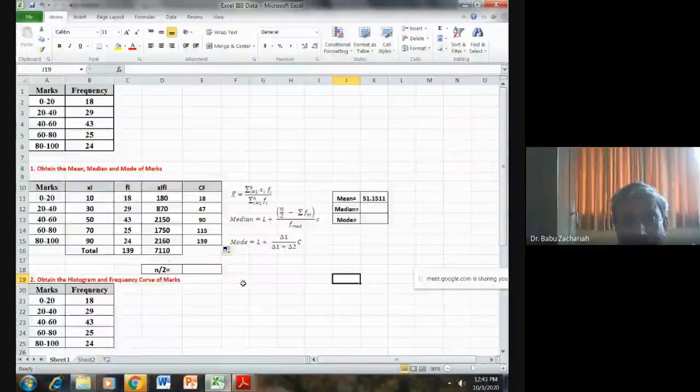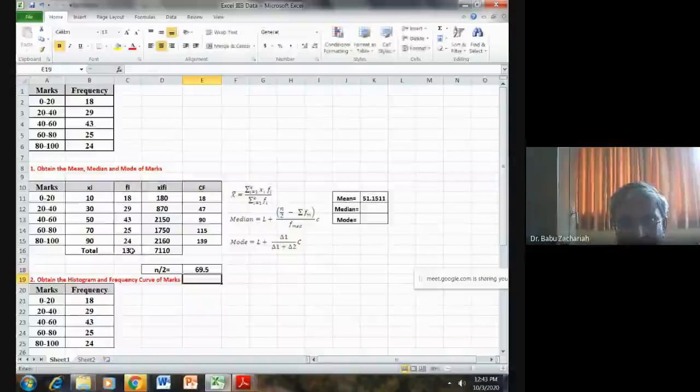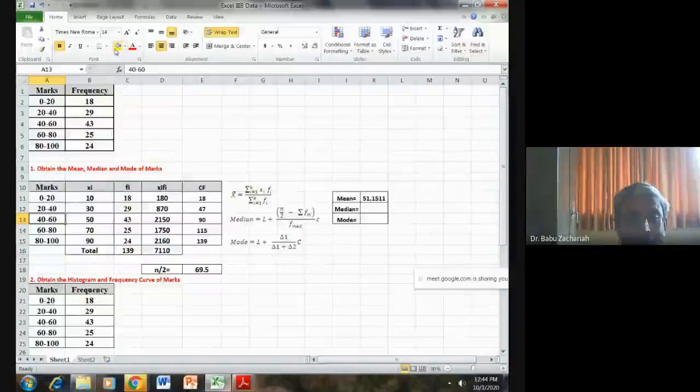So n by 2 I have to calculate. That is the total here, 139 divided by 2, so 69.5. Where it has crossed 69.5, you have to see. Up to here it is 47, here it has reached 90, so here it has crossed. I have given it a yellow color. That's the median class.